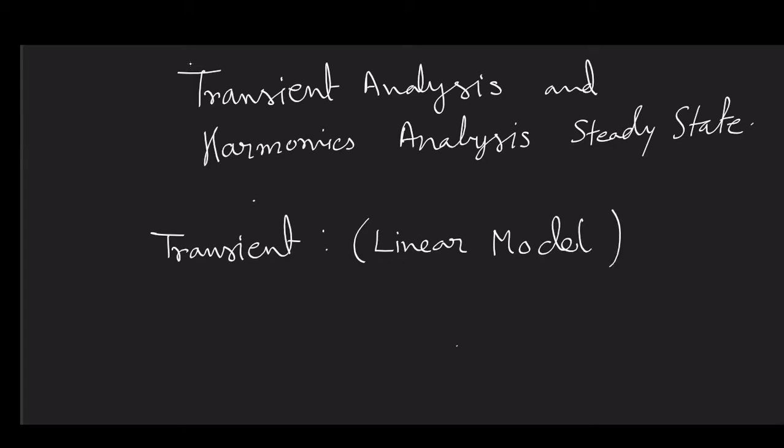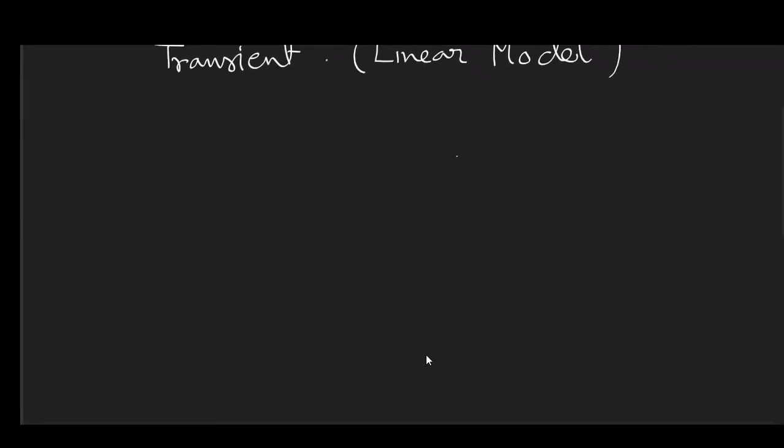Even if we consider the hysteresis loss, we will not consider the actual effect of hysteresis, how it introduces some kind of distortion in our magnetizing current. We will not consider that while doing the transient analysis, right? But before I proceed to the transient analysis, let us have a very simple example of transient analysis.